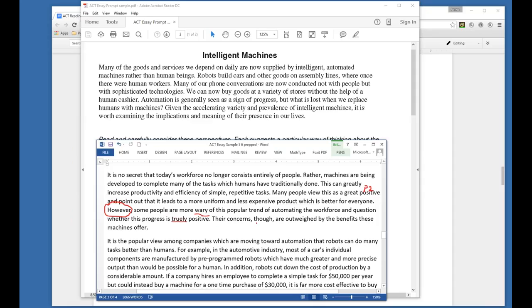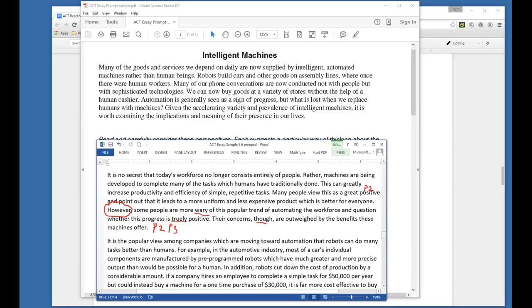Don't worry about that. Their concerns, though, so what perspective is the author dealing with here with the however? Which perspective have they introduced here? However, some people don't think it's such a great idea. Which perspective do we find people who don't think it's the best idea? In the chat, let me hear you in the chat. Yep, perspective number one. So they've introduced perspective number two and perspective number one. Their concerns, though, are outweighed by the benefits these machines offer. And so here again, we're talking P2 and maybe P3, right? P2 and P3.